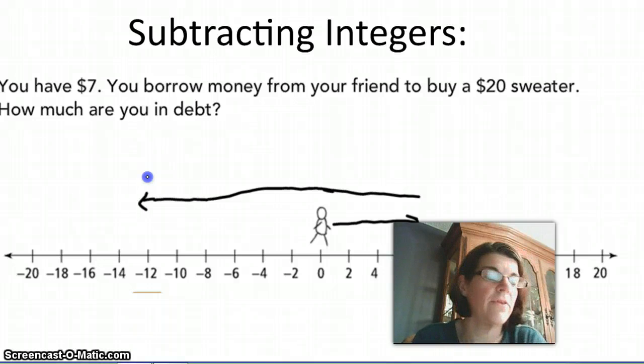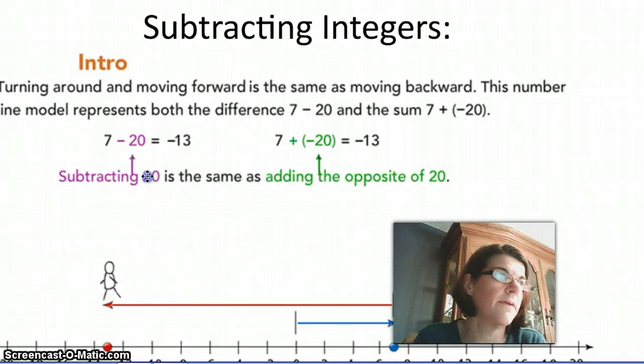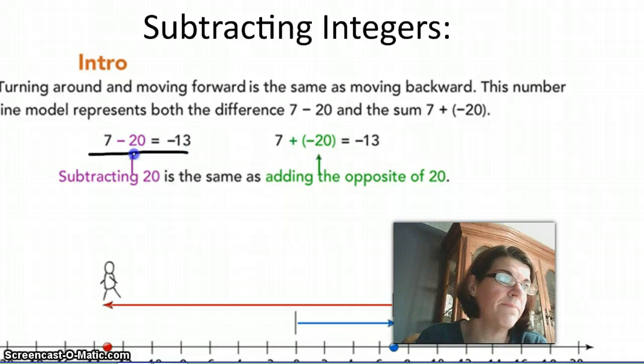So if we look at the next slide, we have our sentence. We have 7, and we're taking away 20, which is equal to negative 13. This sentence here is the same. Instead of thinking of moving backwards, if we're thinking about turning around, it's changing it to adding, and we change the sign on the 20 because we're moving forward in the negative direction. We change it to negative 20.